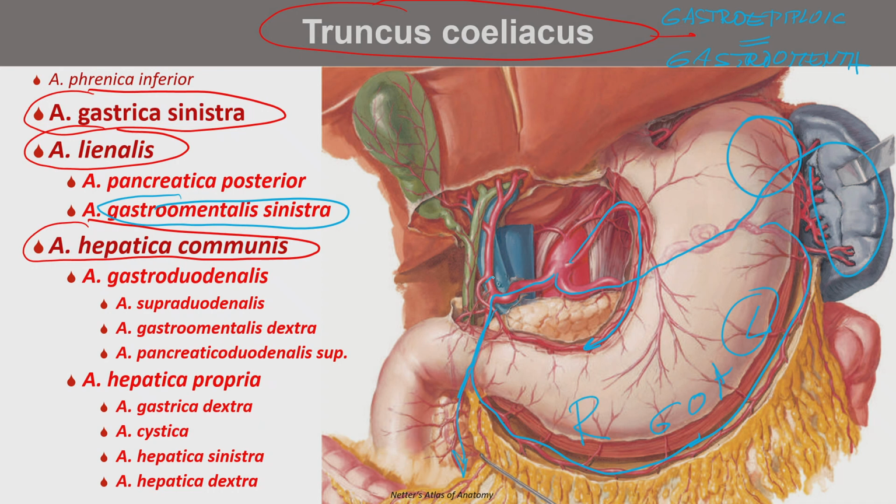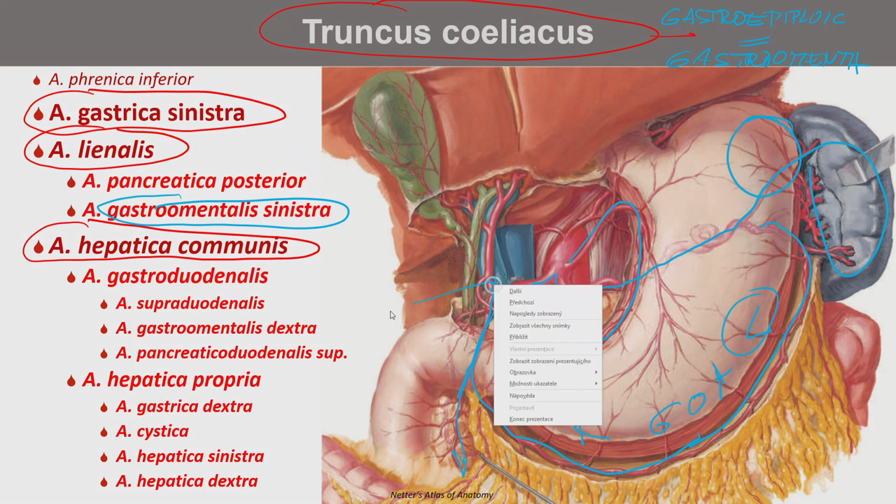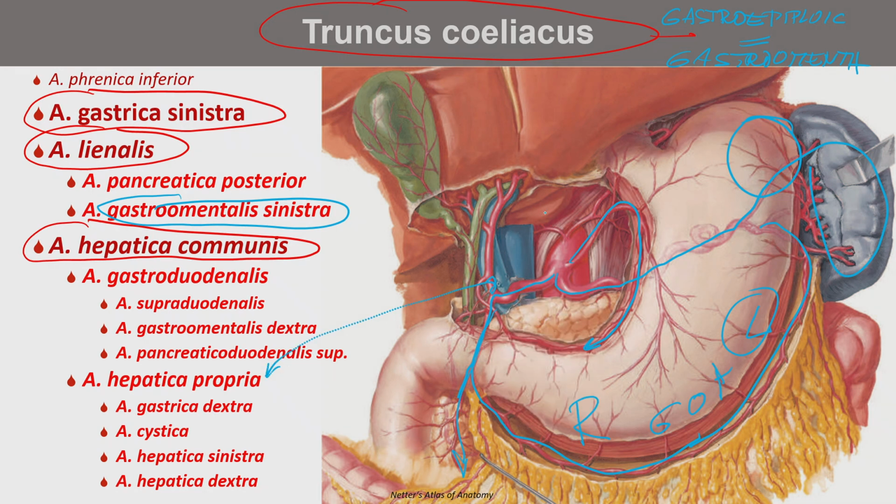Then the artery is called hepatica propria. And from hepatica propria, the first branch is the gastric artery, right gastric artery, left gastric artery, forming a ring along the lesser curvature. And then the proper hepatic artery supplies the liver, gallways, gallbladder.